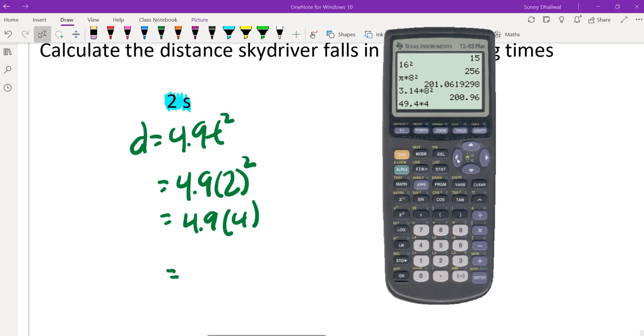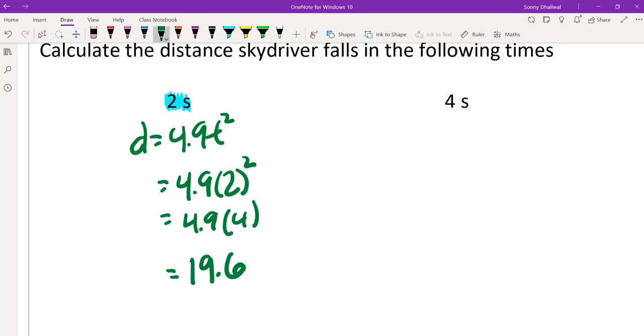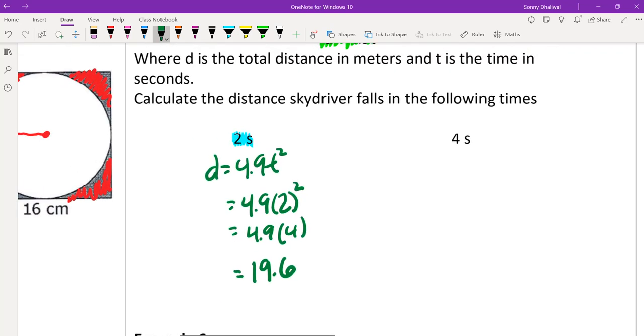Oh, that's not right. Calculator issues. 4.9 times 4 is 19.6. Okay. So we're talking about distance. What unit would this be? It gives you a clue in the question. What units is this? How far did he fall? Is that centimeters, inches, yards? Meters. Meters. And the abbreviation for meters is a lowercase m.